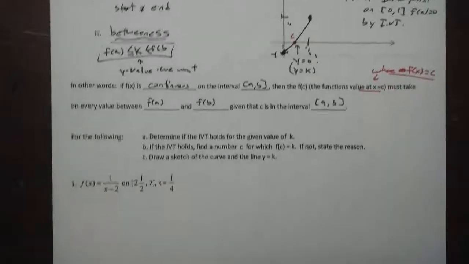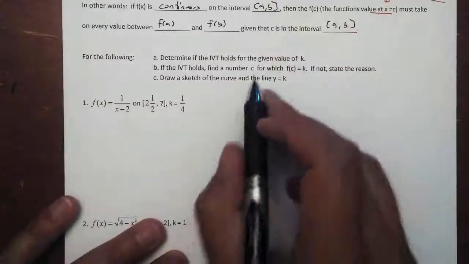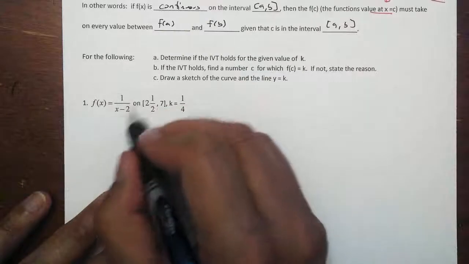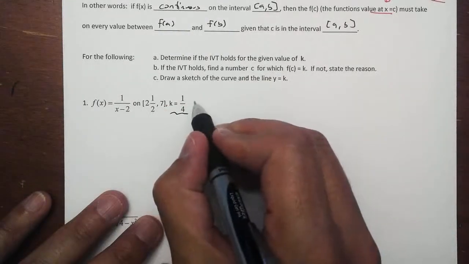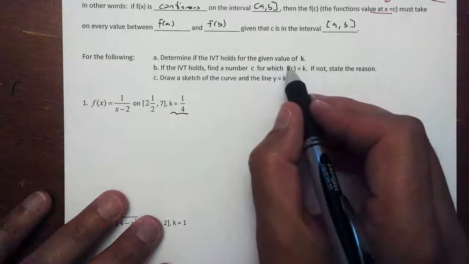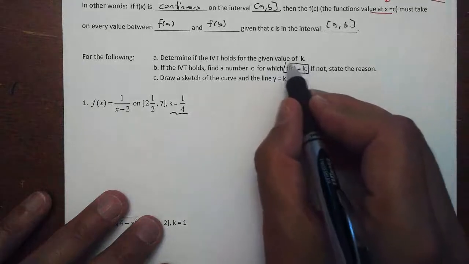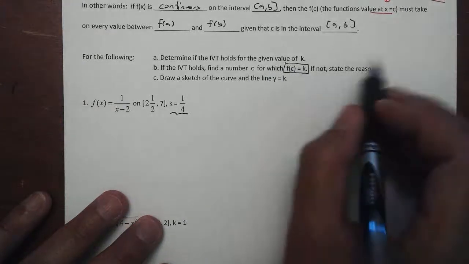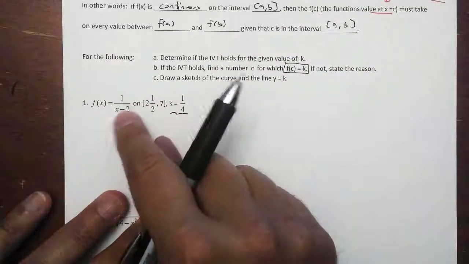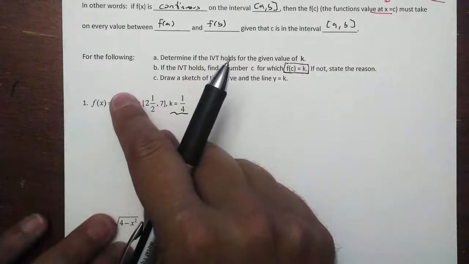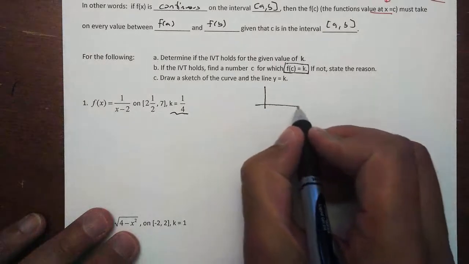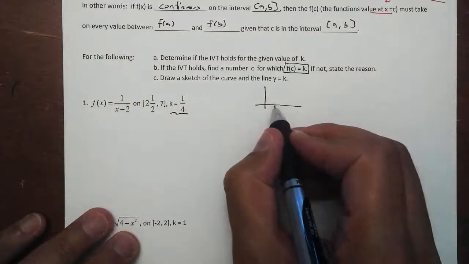Alright, so for the following, let's take a look here. Determine if the IVT holds for the given value of k. So if we take a look here, we have this rational function. Here's our value of k. So if the IVT does hold, find the number c for which f of c equals k. Now this is the most important part. It's so important, look how they spell it. If not, we have to say a reason. So this is a very important step for us. So we have this rational function, and if I were to sketch that graph right here, we only care about between 2.5 and 7.